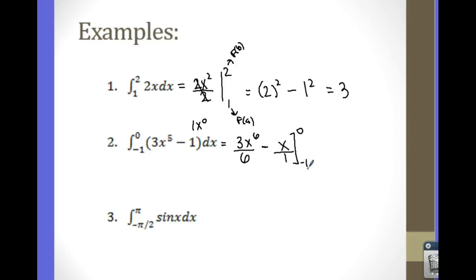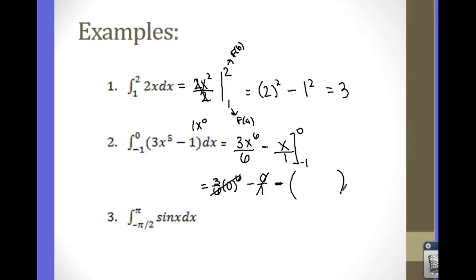Here's where you have to start watching how you plug in. You plug in the 0 to both pieces of the function first. So you get 3/6, which is 1/2, 0 to the 6th, so that zeroes out, minus 0 over 1, so that zeroes out. But the formula is f of b minus f of a, so you have to subtract all of f of a. So you're subtracting -1 to the 6th.